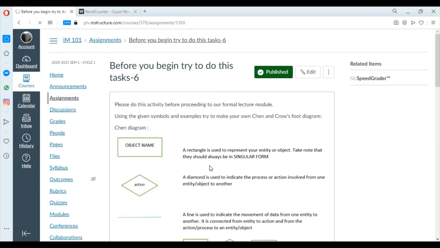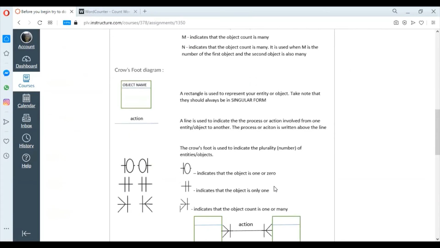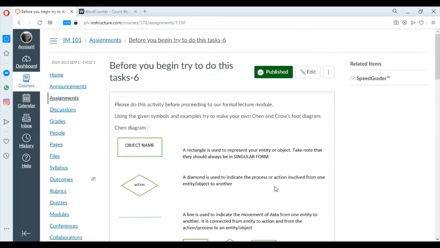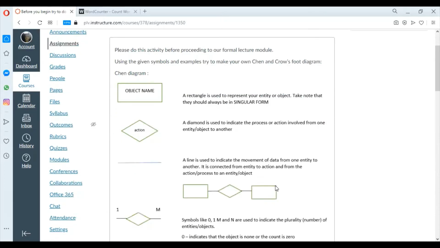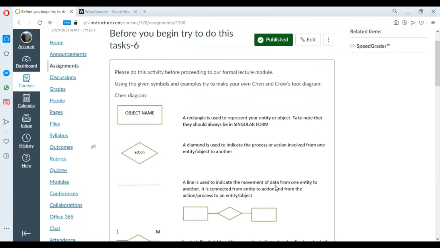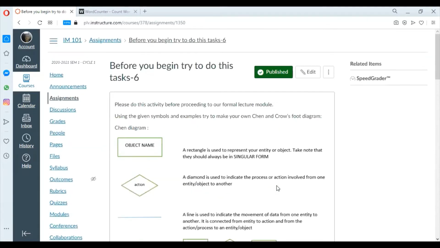Now, before we begin our lecture, what I would like you to do is to read this particular page. It's entitled Before You Begin, Try to Do This Task 6. Basically, we will try to make our own Chen and Crow's Foot diagram, just by using the directions here.